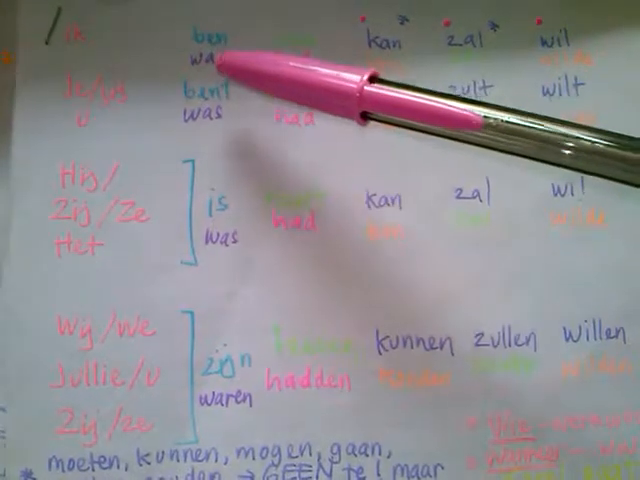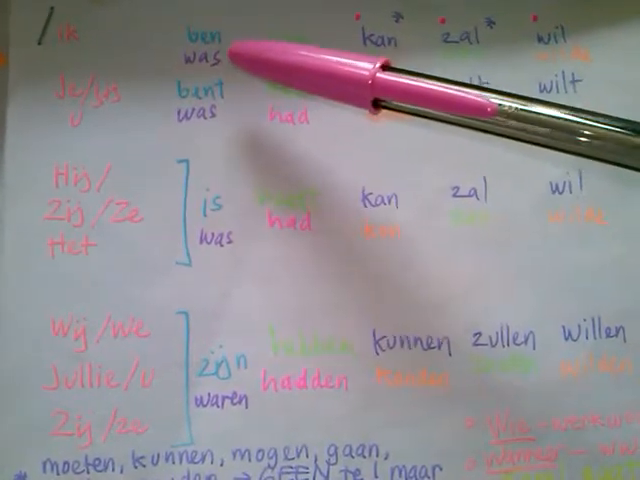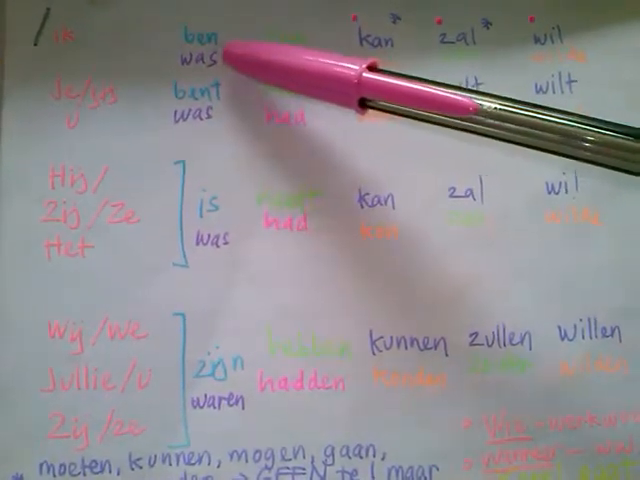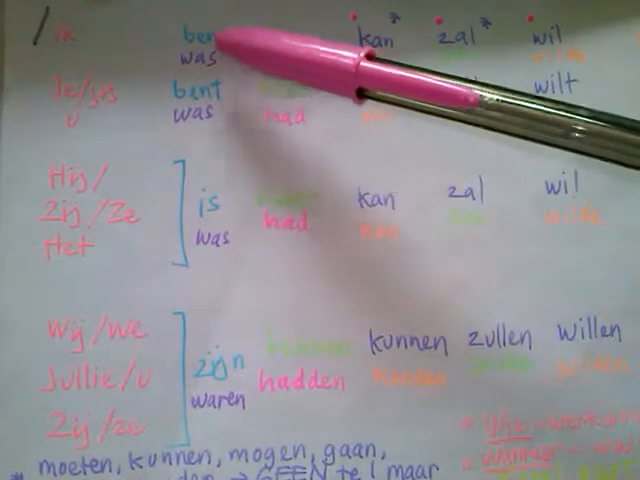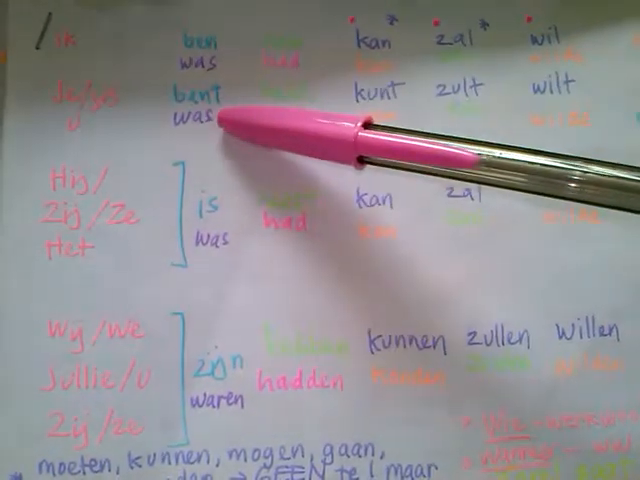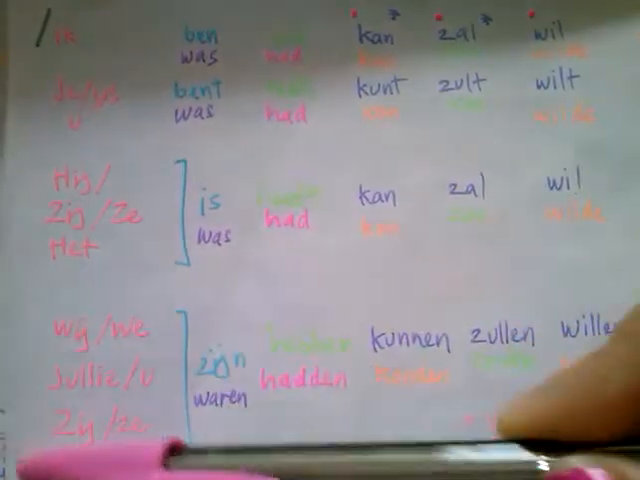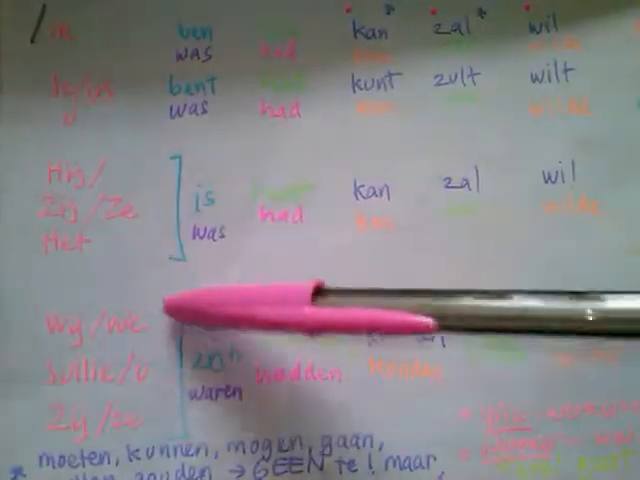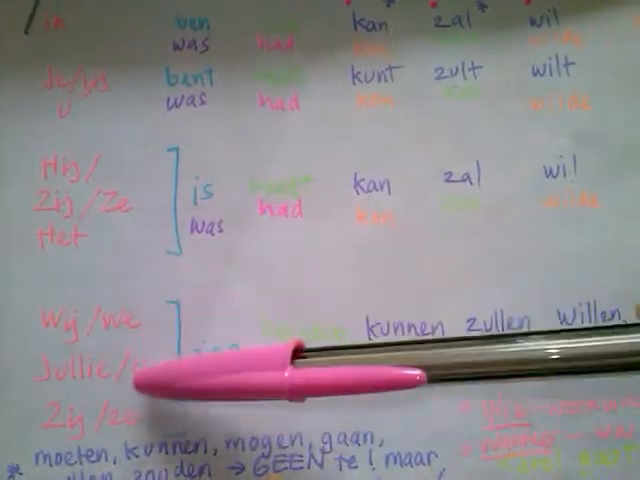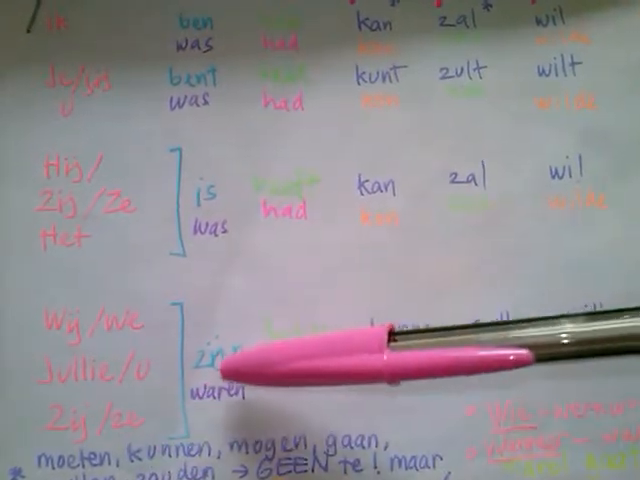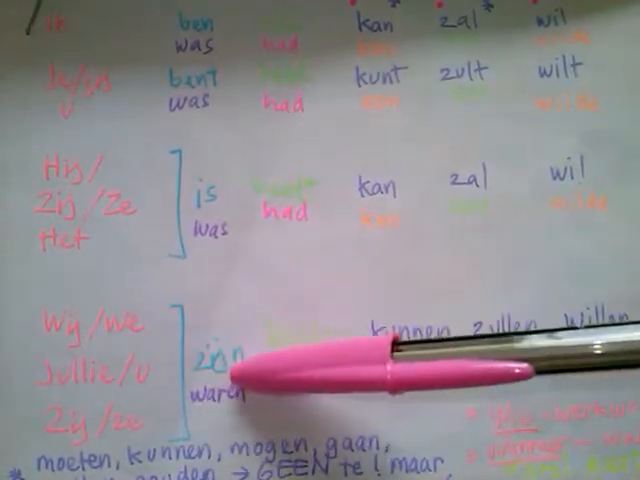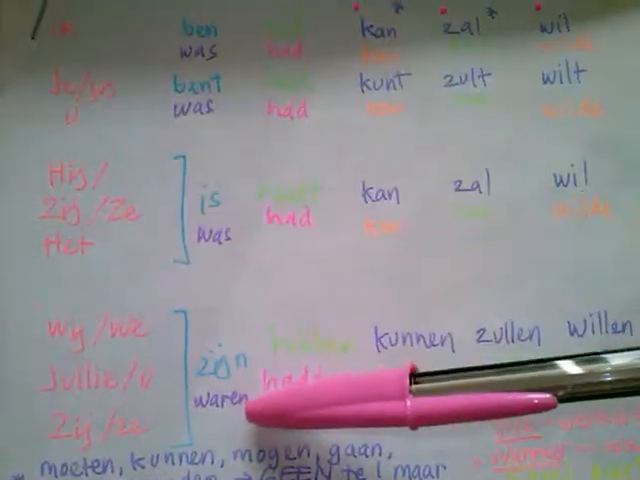And this is the past. Past for ben is was. Ik was, jij was, hij was. Only for, this is more than one person: wij, jullie, zij, zijn. The past is waren.